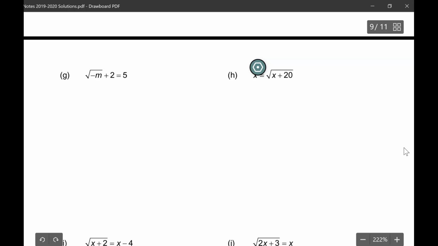All right, so first thing we want to do is subtract 2 from both sides. We have square root of negative m equals 3. So we're going to square both sides. So I do end up with negative m equals 9. And then we're going to divide both sides by negative 1. And I get m equals negative 9.